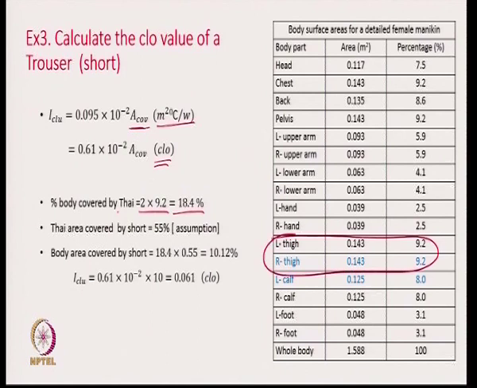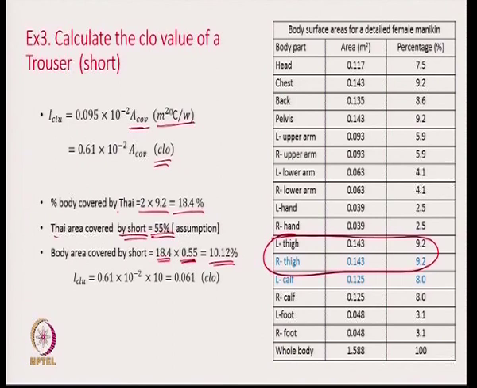So, that means, if I want to develop a short, the percentage body area it will cover is around 18.4%, close to that. Now, percentage of thigh area that will be covered by the short: the entire thigh may not be covered by the short, because it is a short trouser. So, we can assume that, let us say, 55% area is covered by it. Therefore, the body area covered by the short is going to be 18.4 multiplied by 0.55, that is 10.12%. That means this short is going to cover around 10% of the entire body area.